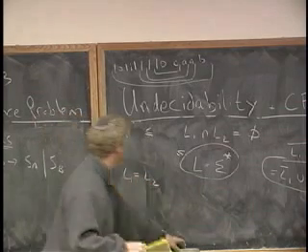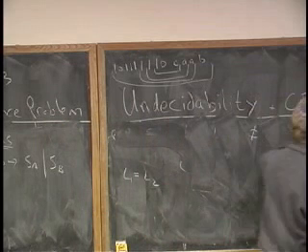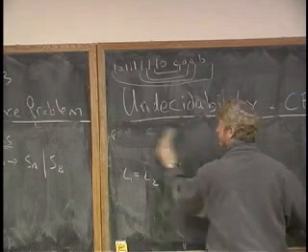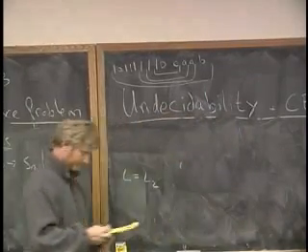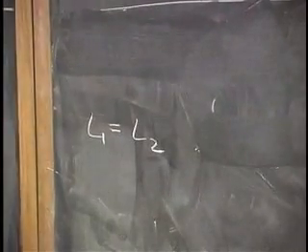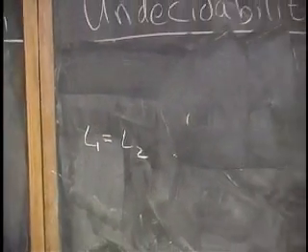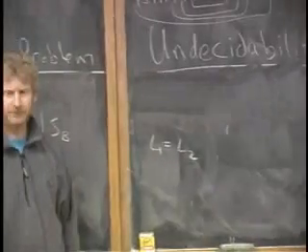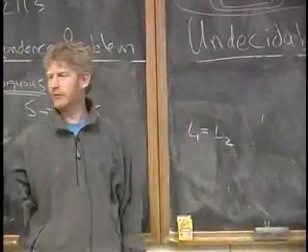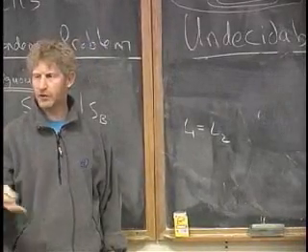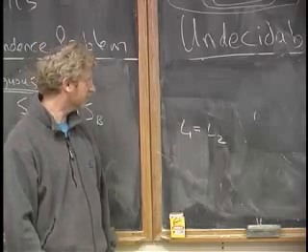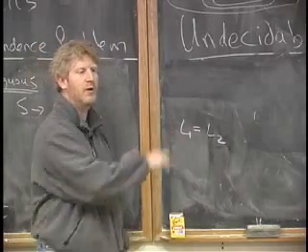L1 equals L2. Hard or easy? When you're saying hard or easy, we really have to be thinking possible or not possible. Is this decidable or undecidable? I give you two context-free languages. They generate the same thing or not. It's not possible. How do you know it's not? If you could do this, what else could you do?